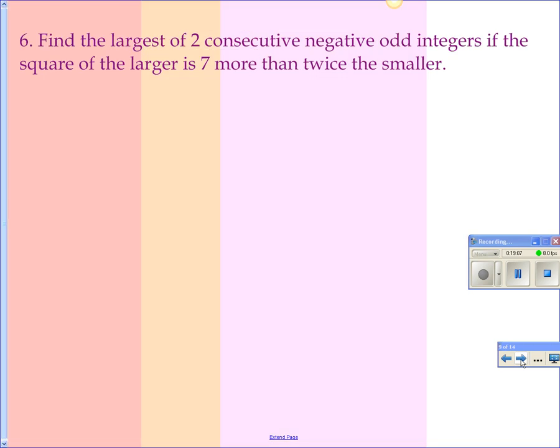All right, number 6. Find the largest of two consecutive negative odd integers if the square of the larger is 7 more than twice the smaller. Riley M., what do I circle first? What else should I circle that's important in the beginning? Odd. Even and odd is really important in the beginning. Shakira, how do I write 2 odd? Good.